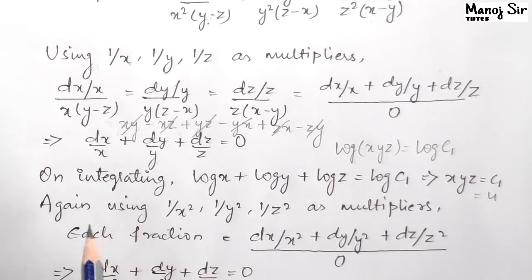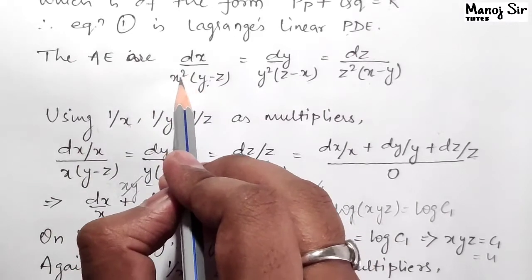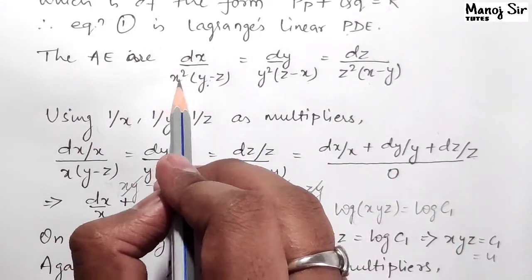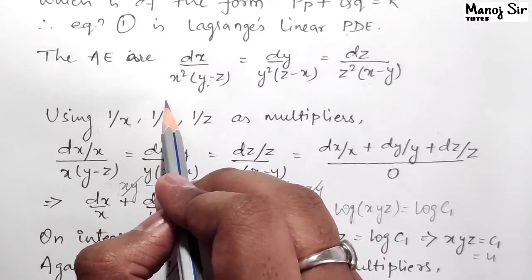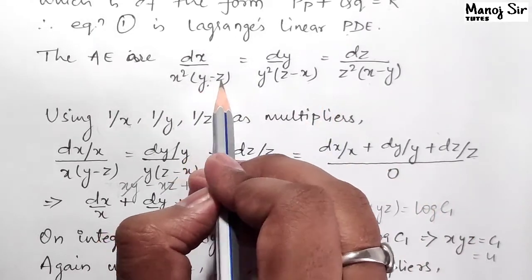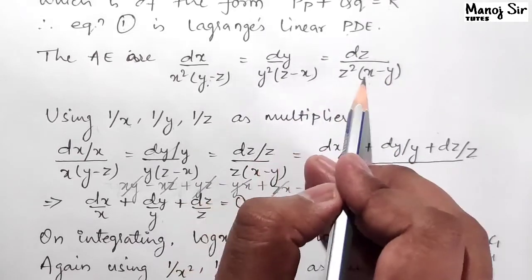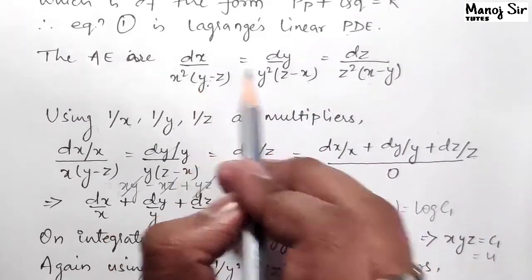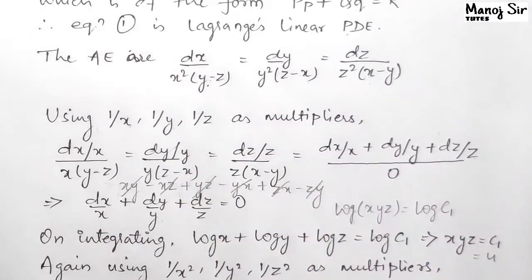So here we will take again 1 upon x square, 1 upon y square, 1 upon z square as multiplier. Why have we taken this as multiplier? If you see in the auxiliary equations, here we have x square, y square, z square. If you take 1 upon x square, 1 upon y square, 1 upon z square, x square will get cancelled, y square will get cancelled, z square will cancel. What is left? That is y minus z plus z minus x plus x minus y. Here we have negative x, here we have positive x. Here we have positive y, here we have negative y. Positive z, negative z, all will get cancelled. So what is left? That is 0.